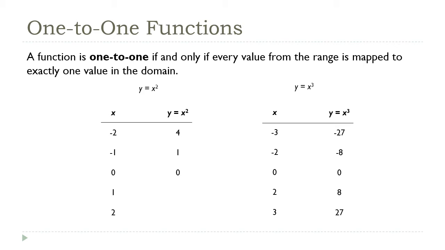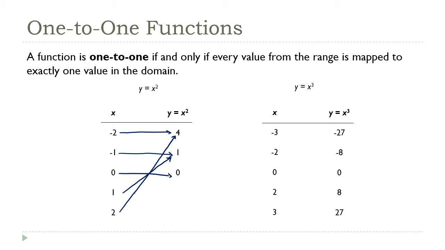So look at this function over here on the left-hand side. This is y equals x squared, right? -2 goes to 4. And let's see, -1 squared is 1. 0 squared is 0. 1 squared is 1, and 2 squared is 4. So this is a function, right? Every x value has one arrow coming off of it, and it's going to one number on the y column.